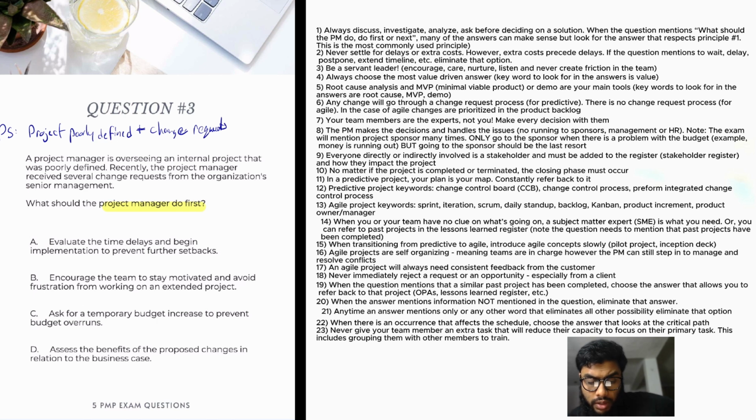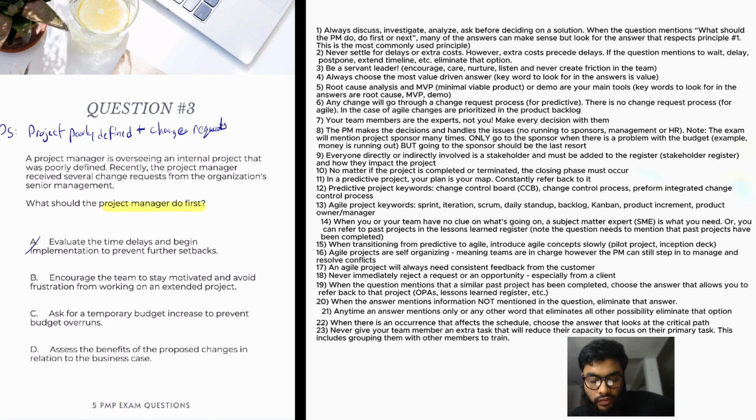Okay, so they don't talk about a time delay here in the question. They want to begin implementation right away to prevent further setbacks. I don't like this. It doesn't use what we have in the question. If the project is poorly defined and we're just ignoring it, we're looking at time delays. It doesn't solve the core problem. So for that, I'm going to eliminate A.